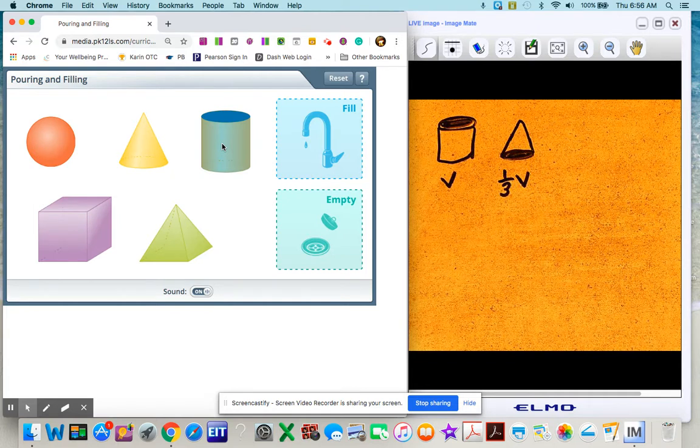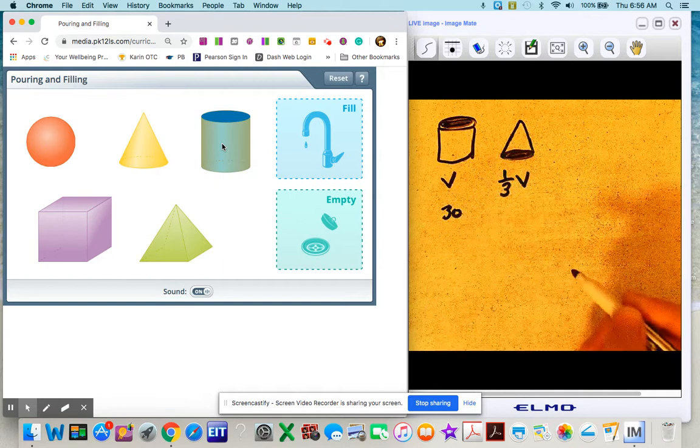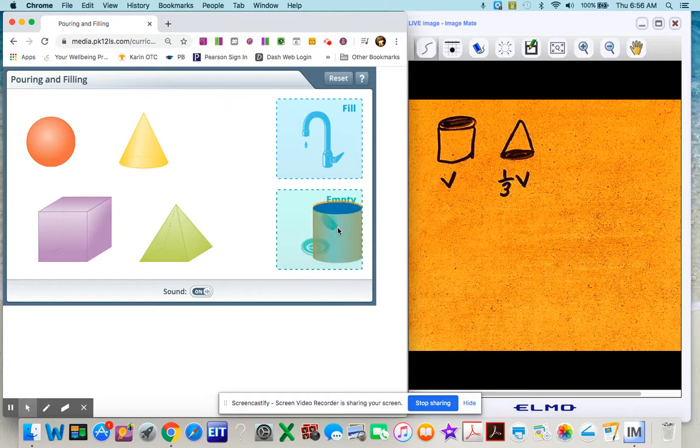So like, let's say that the volume of this cylinder ended up being 30. What do you think the volume of that cone would have to be? Okay, so hopefully you thought 10. Okay, so we'll go ahead and just empty that out.